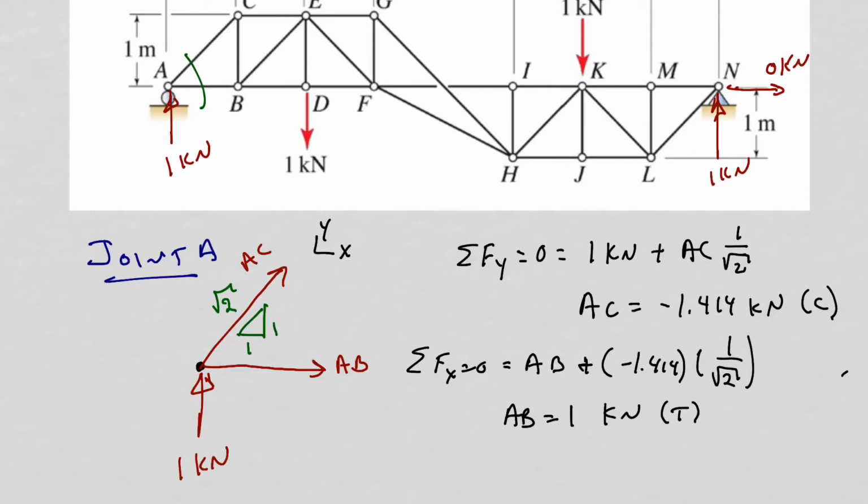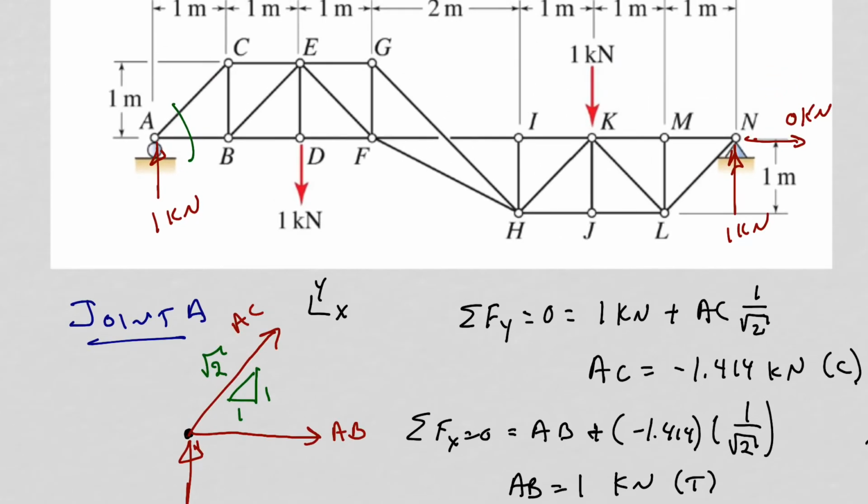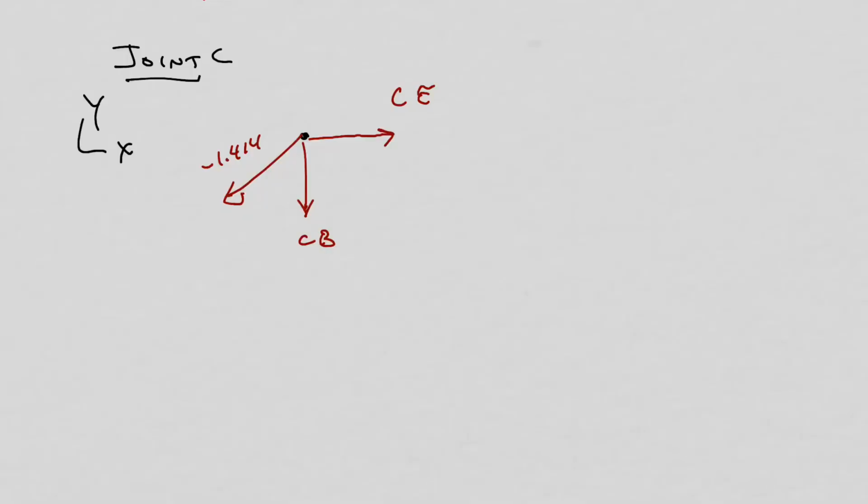The next step is to look at the next joint, and if we highlight on here a little bit what we know, this particular member and this member here. Now if we look at joint C, we then have two unknowns there. So let's take a look at joint C.